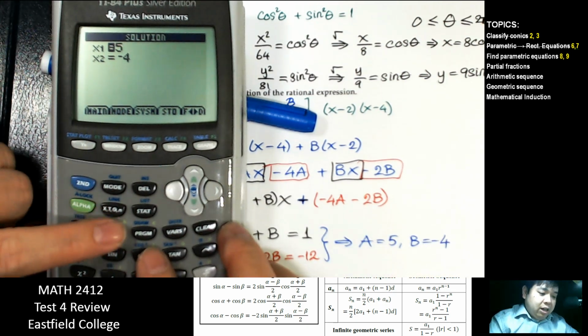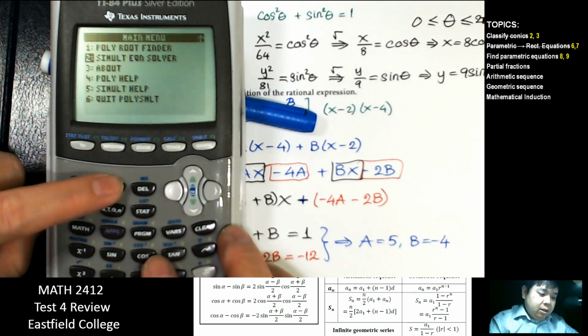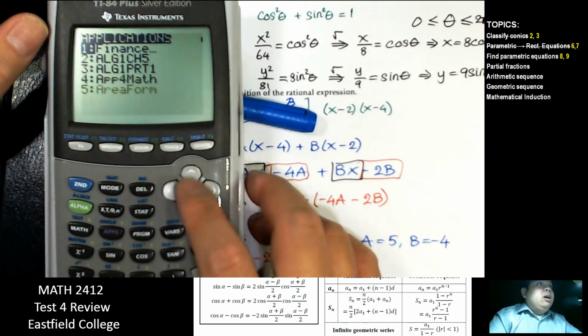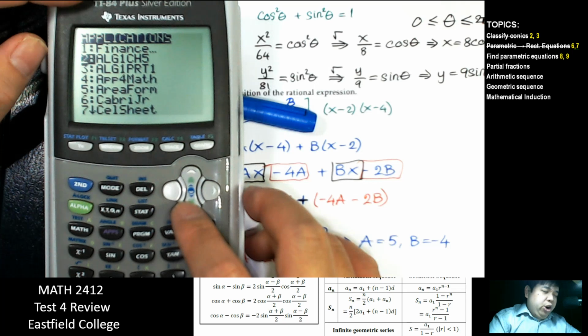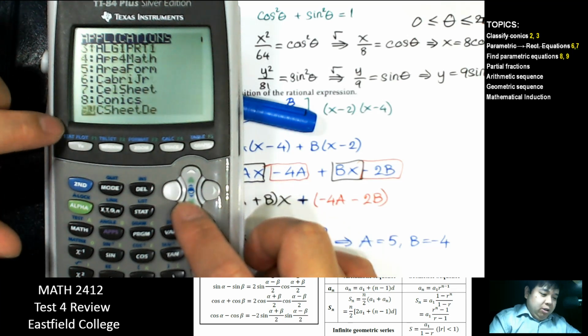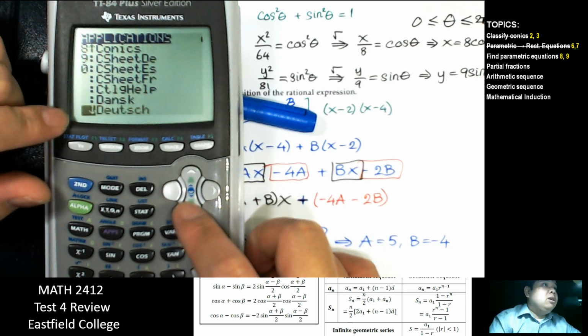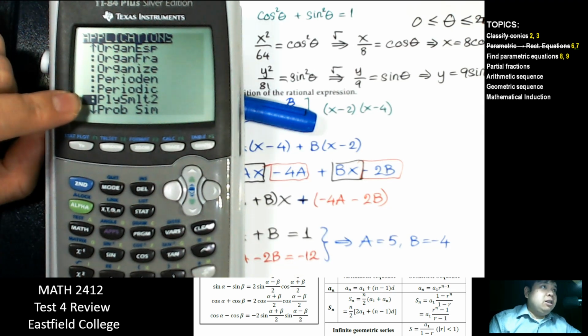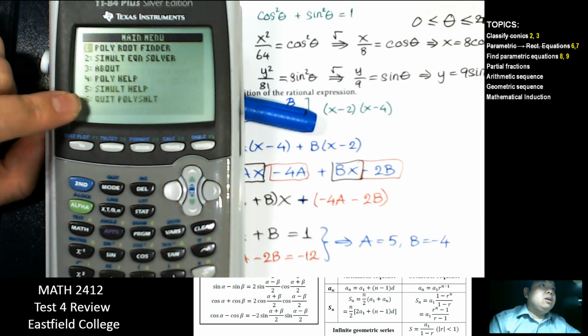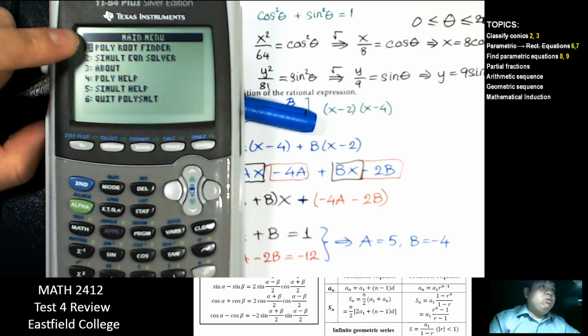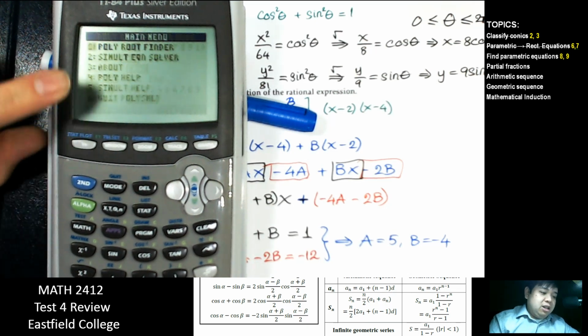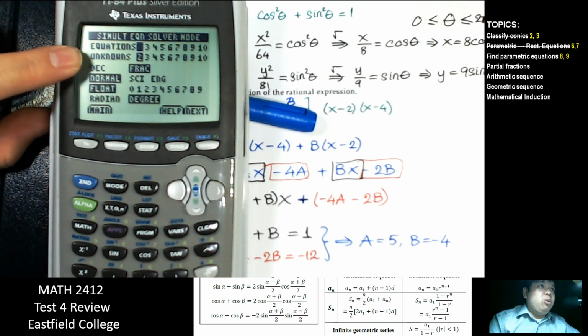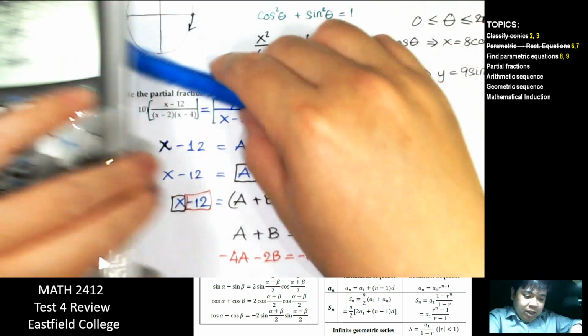So let's go back to that app again. It will be in polynomial simultaneous equation. Polynomial root finder. Sorry, not that. The second option, simultaneous equation. Right, so we just keep doing that.